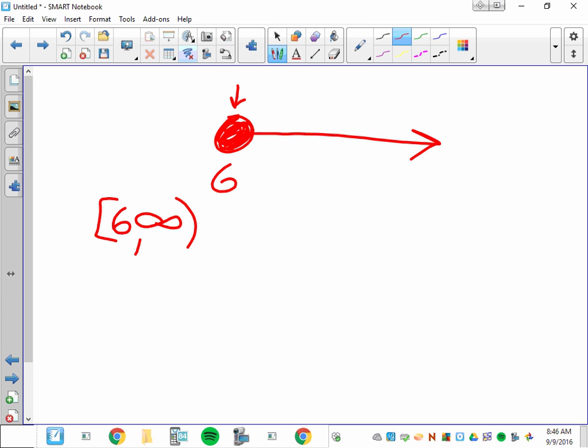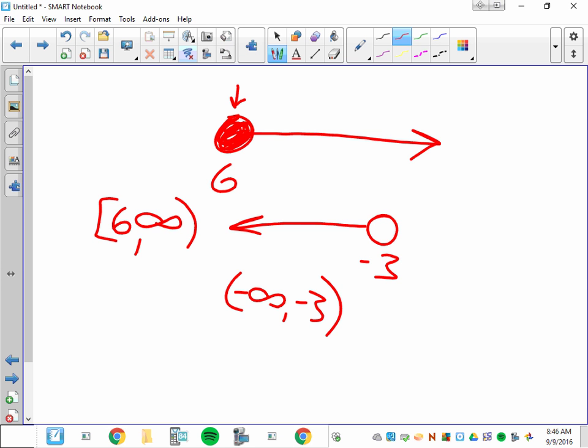Okay, we'll get to that just a second. I want to do this other side. What if I did this? How would you describe that? Parenthesis negative infinity, that's the smallest number, to negative 3. Does that help? Anybody not get this?